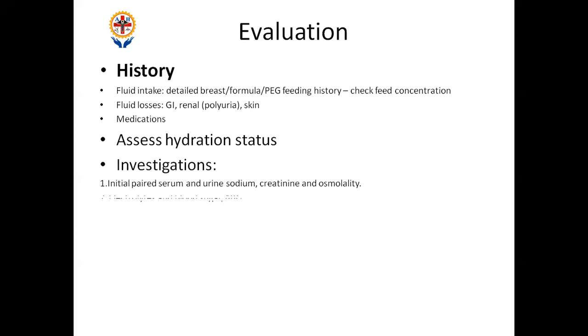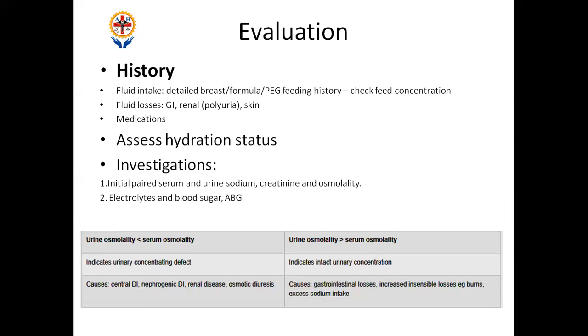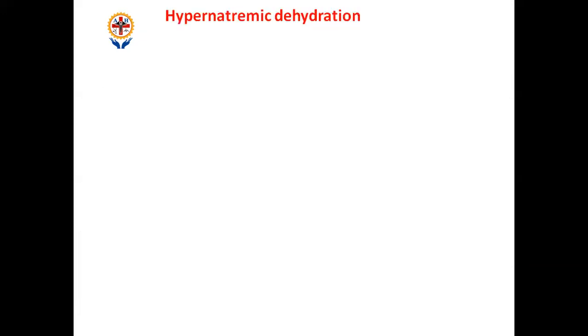Investigations: osmolarity, creatinine, and basic investigations like blood sugars and electrolytes. What you need to see is whether the urine osmolarity is less than the serum osmolarity. If urine osmolarity is less than serum osmolarity, then the losses are in the kidney. When urine osmolality is higher than serum osmolality, the kidneys are trying to conserve water, so the losses are somewhere else, not in the kidney. Based on this paired osmolality, you can easily differentiate renal losses from GI losses. But it is not needed when you take proper history and examination. By that itself, you can finish this. No need for all these investigations, but to confirm diabetes insipidus, you need them. So management: how will we manage hypernatremic dehydration?